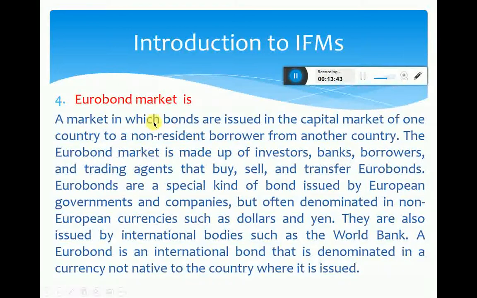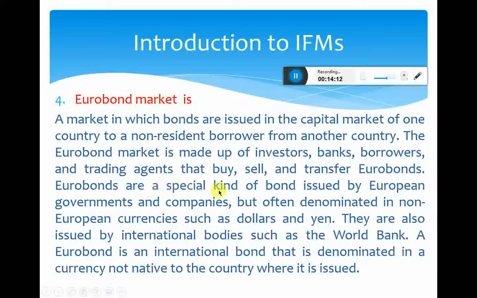Usually in this market, investors from across the world, commercial banks from across the world, similarly borrowers and trading agents from across the world, buy euro bonds at a lower price and then sell them at a higher price. Similarly, they transfer from one euro bond to another euro bond in that euro bond market.